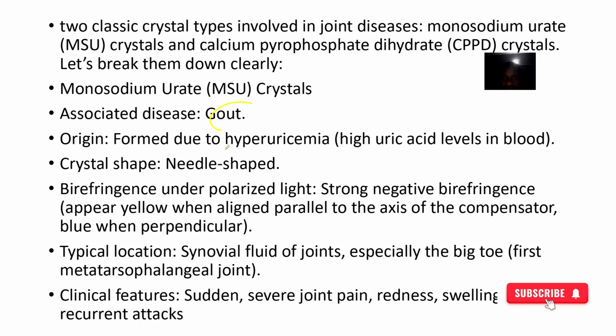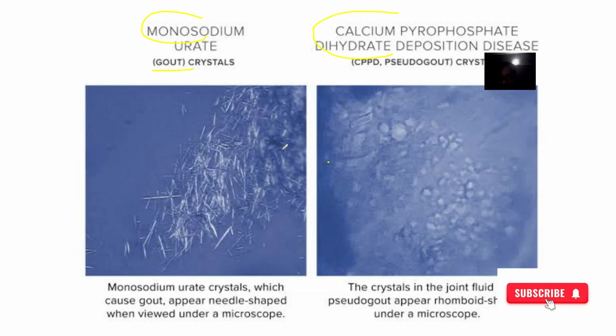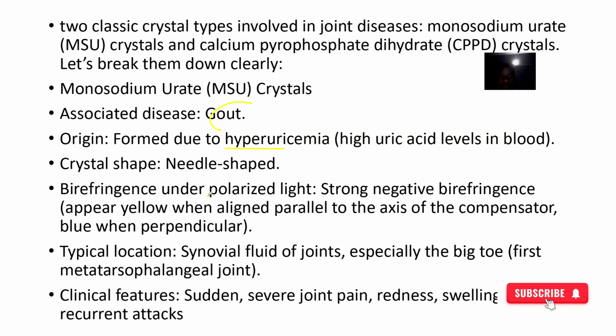So it's formed due to what? Hyperuricemia. If uric acid levels in the body are too high, the shape is usually what? You can see it like a needle, like you pour plenty of needles on the floor. It shows birefringence under polarized light. It's a strong negative birefringence, so it appears yellow when aligned parallel to the axis of the compensator, and blue when perpendicular.